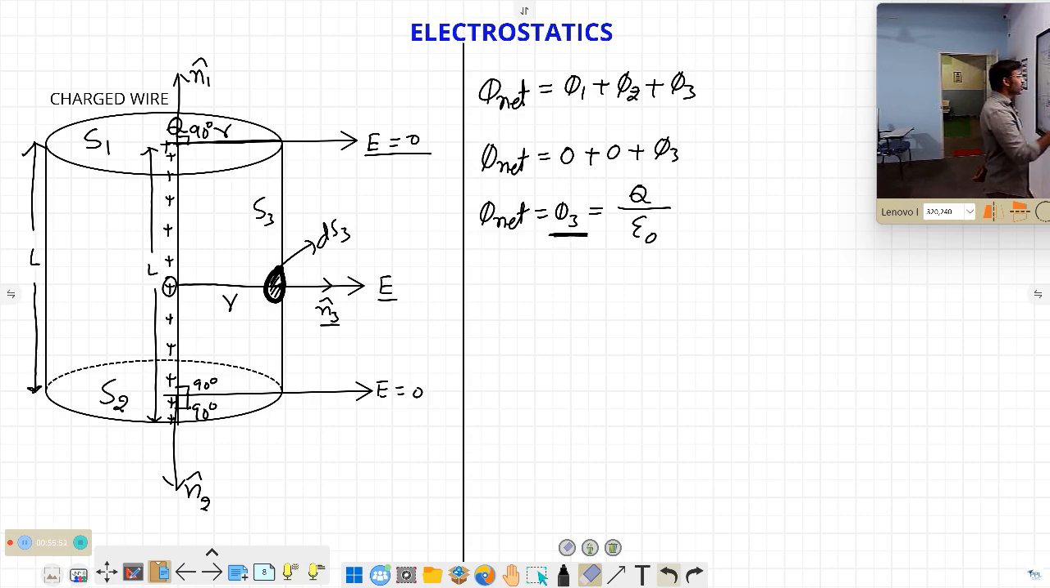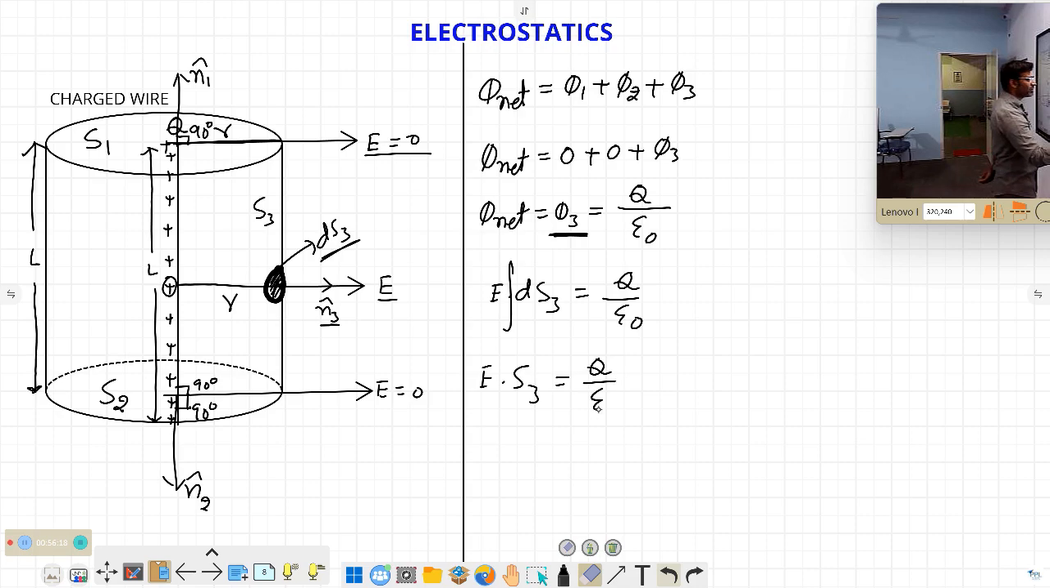What is flux? According to the concept, electric field into area. The area is the small area ds3. So the electric field across that small elementary area ds3 is equal to q by epsilon naught, we can write. Now you have to integrate this. If you integrate, this becomes E into S3, integral ds3 equal to S3, that is q by epsilon naught you will get.